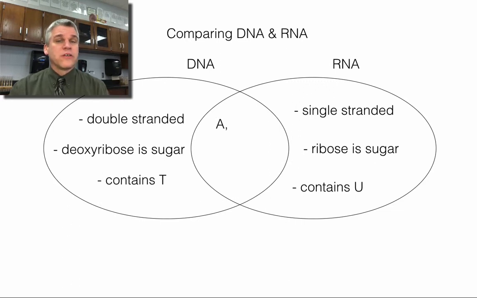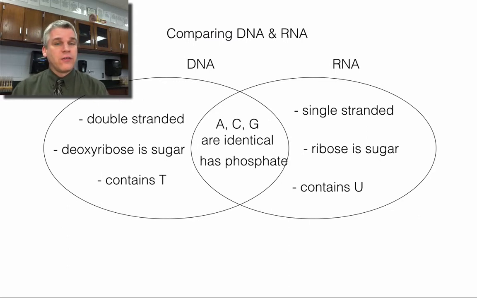A few ways in which they're the same. Of course, the bases, adenine, cytosine, guanine, are identical in both DNA and RNA, and they both have that phosphate group that's attached. So that's the basics of the structure of DNA and RNA. In later videos, we're going to take a look at how DNA and RNA can do all the wondrous things that it does. And I can't wait to tell you about it.